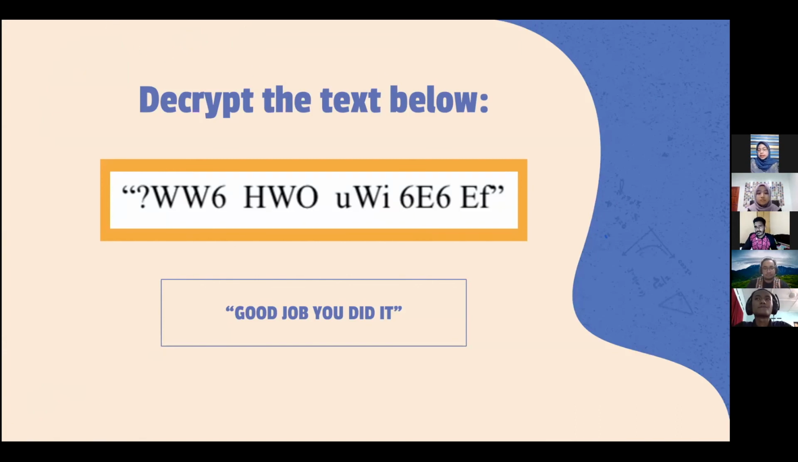For 3b, next slide, decrypt the text below. We get the ciphertext that we need to read. We translate the ciphertext using the formula before, or we can translate using the table we completed in Task 2. After we get the plain text, we get the readable message, which is "Good job, you did it." From you translate the ciphertext to the plain text. So I think that's all from us. Thank you.